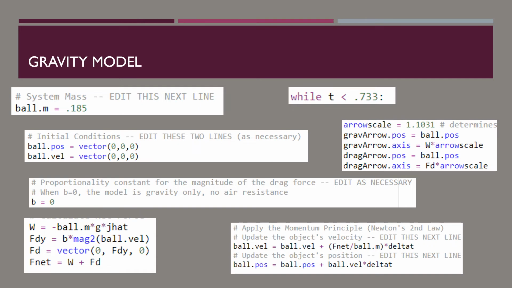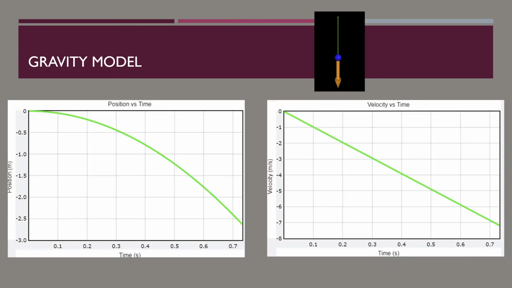And then we also have our arrow scale going on. So the way I found the arrow scale was I did mg and then did 2 divided by mg. So in my case, it was 1.1031, and that scales it correctly so that our arrows are more meaningful. So you can see for the gravity model in our little arrow diagram, we only have weight. There's no drag force. And our position versus time is concave down, and our velocity versus time is just linear.